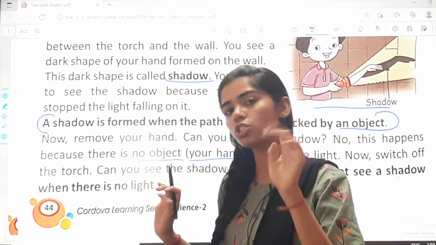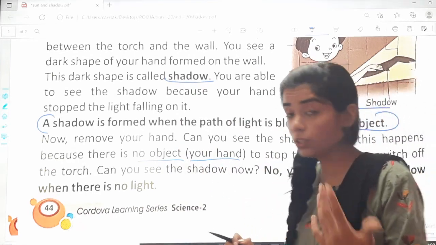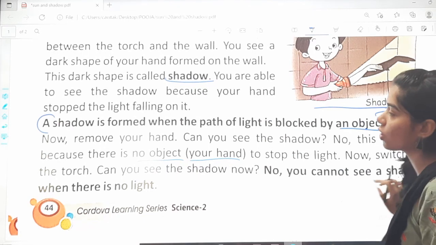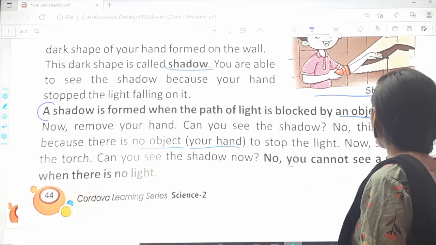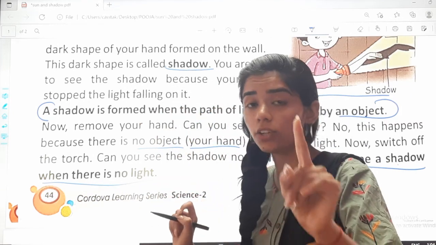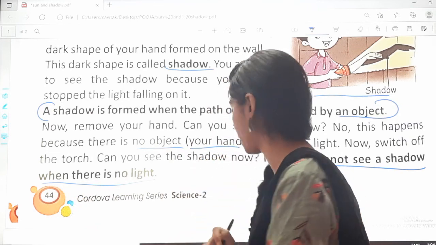Okay, now switch off the torch. अब अपना torch switch off कर दो. Can you see the shadow now? No, you will not be able to see. You cannot see a shadow where there is no light. So what is proved? If you want to see shadow, there should be light over there. वहाँ पे light होनी चाहिए.